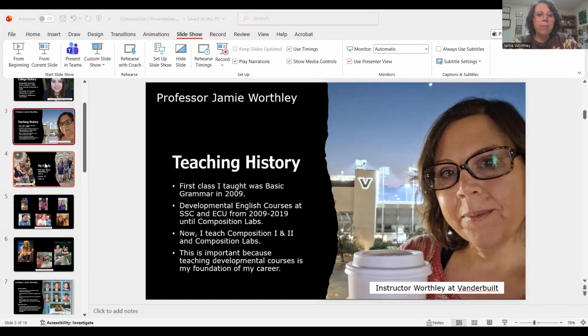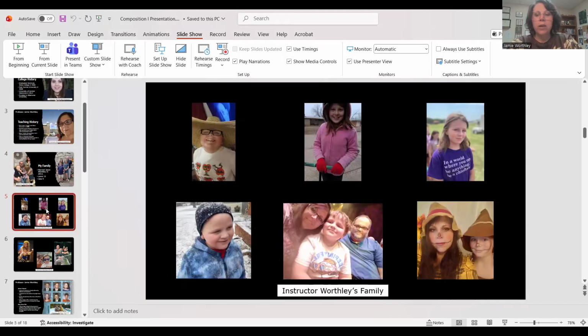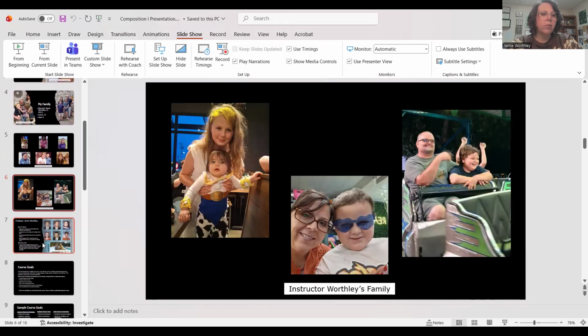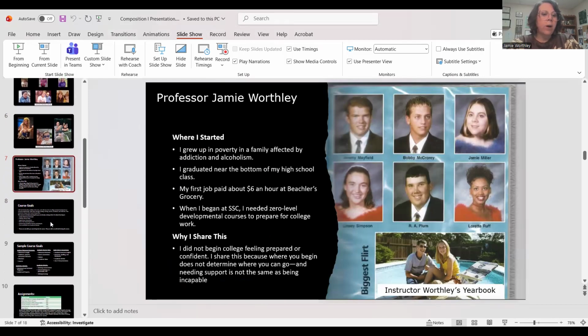Then we have a little bit of my family, my husband and my, come on, click with me. I have my husband, I have a son and a daughter. I have a few pictures just to kind of show you that there is a person behind the screen. There's a family behind the screen here, right? A little bit about where I started and why I share this.